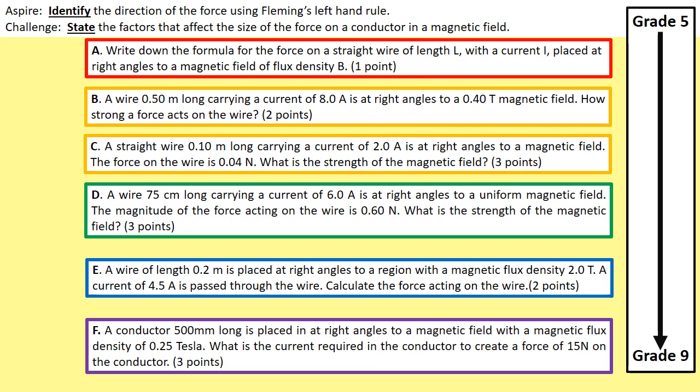So, got 6 questions here worth different numbers of points, A, B, C, D, E, F. Generally getting more difficult as you go down. I don't expect you to do all of them because it's going to take you about 15 minutes, but if your target's a grade 5, just perhaps do the first couple. If your target's higher, a 7 or 8 or a 9, just do the last couple.